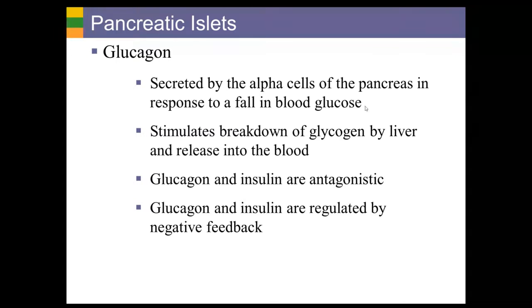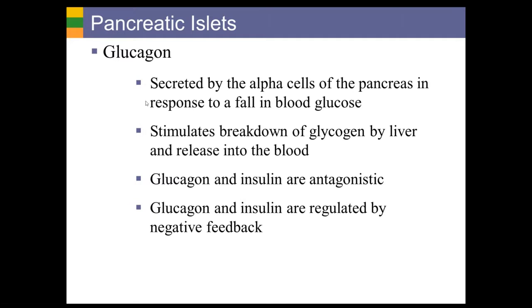Glucagon is also produced by the pancreas, by what are called alpha cells, and glucagon is released in response to a drop in blood sugar levels. So if you're between meals and you haven't eaten in 3-4 hours, you're not getting glucose absorbed from your small intestine, and so your blood sugar levels start to fall.